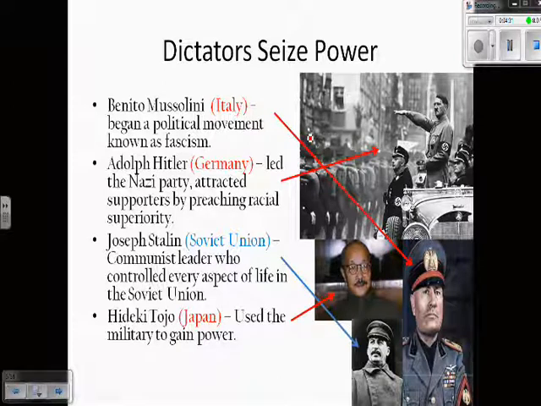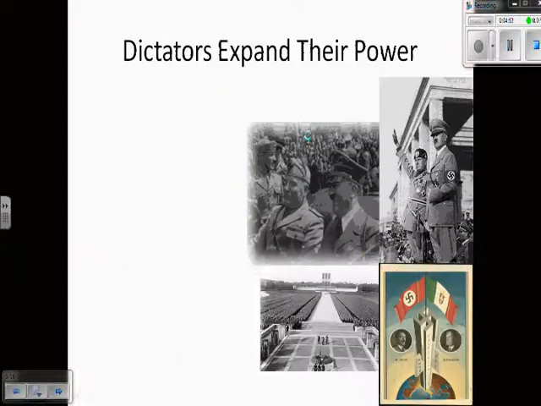Joseph Stalin takes over for Lenin and becomes the communist leader in the Soviet Union, and then Hideki Tojo uses the military in Japan. Of the four of them, the Soviet Union is the one I put in blue. They are going to fight on the Allied side. The other three are going to fight on the Axis side. So we actually fought alongside a dictator when we joined World War II.